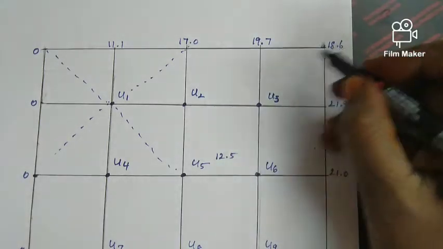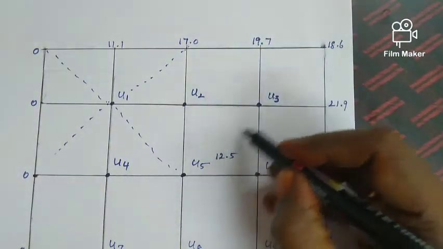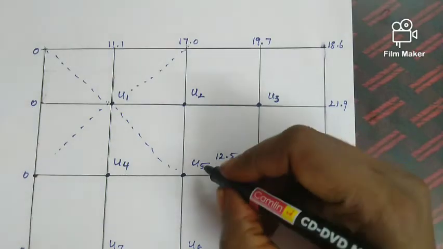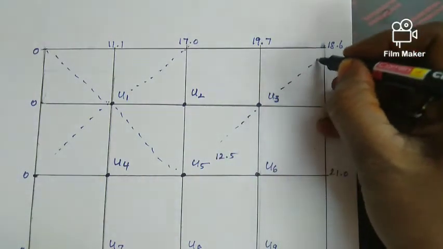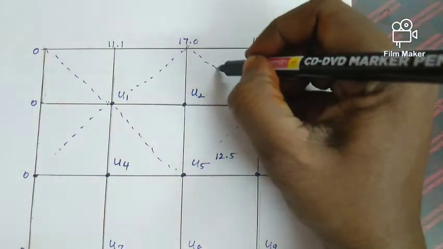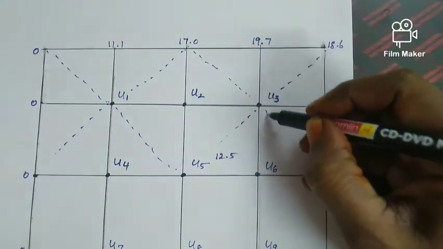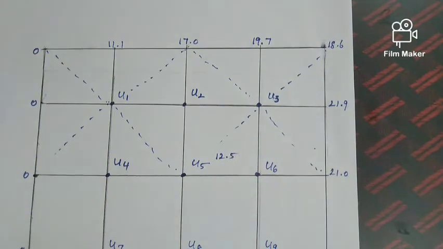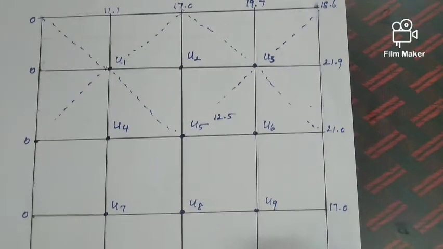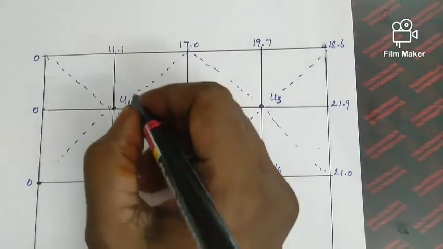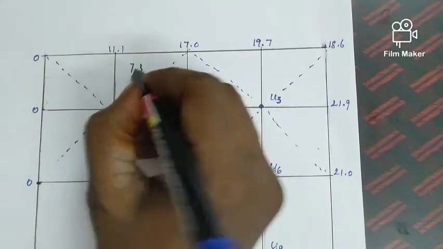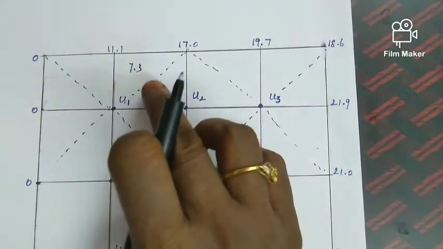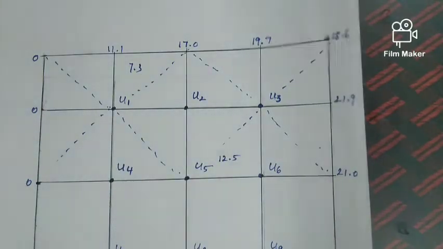Look at this one: 18.6, 17.0, again 12.5 and 21. For finding u3, we can again use the diagonal 5-point formula. Just now we got the value for u1. What is the first value? The initial value of u1 is 7.3. You can write it here; it's understood this box is for the u1 value, so it is 7.3.